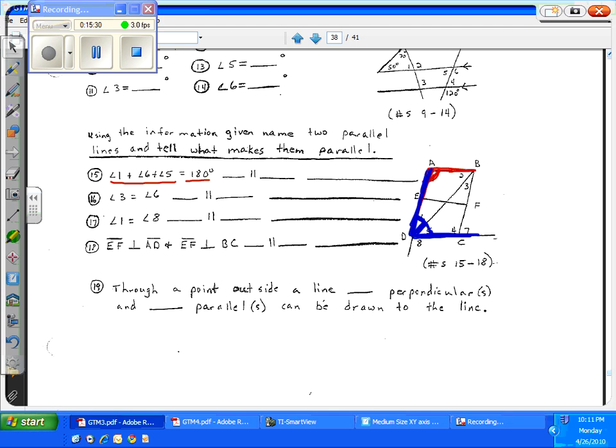So angle 1 up here plus 6 plus 5, that 1, that's a combination of 6 and 5, makes a C. Same sides make a C. And if they're supplementary, then the lines are parallel. And it says they added to 180, which means they're supplementary, which means that the lines that form them, line AB and line DC, are parallel.